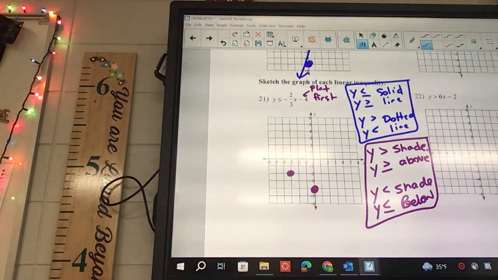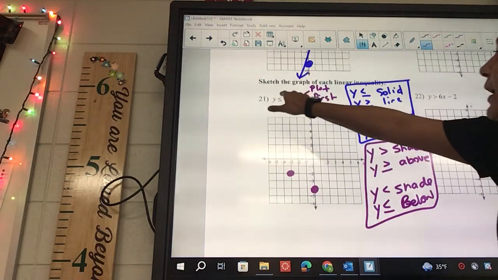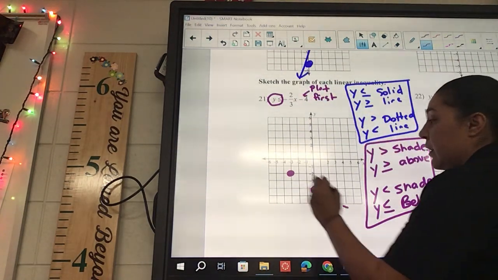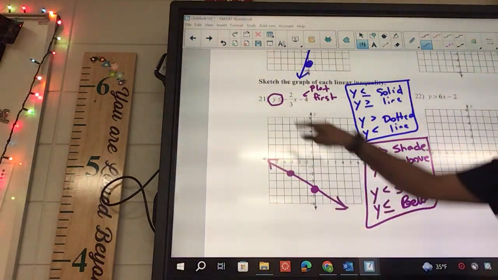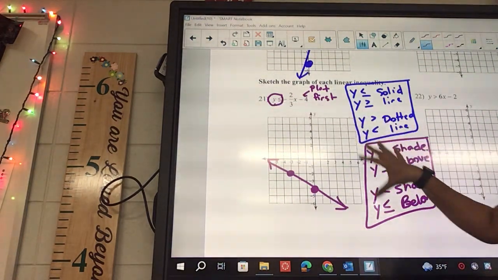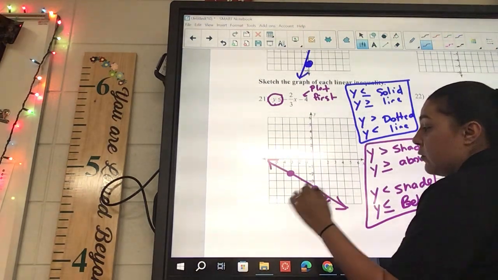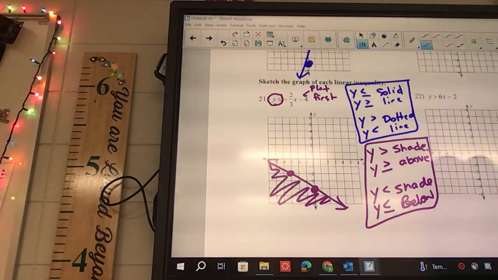Okay, is this going to be a solid or a dotted line? Solid. Yeah, so we're going to look and pick something from here. We just need to match up the symbol. Okay, so we pick something from here, and yes, it's going to be a solid line. Okay, and then we're going to look again. What does this match up with over here? Shade below? Yes. Okay, so we're going to shade everything below this line.